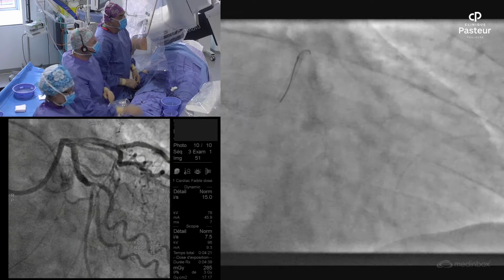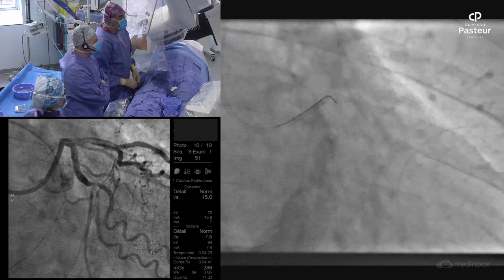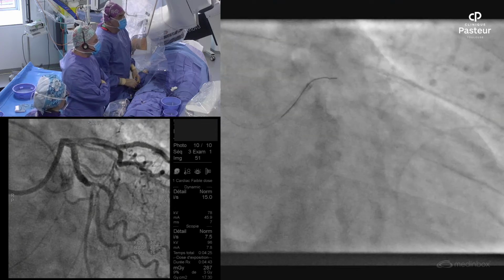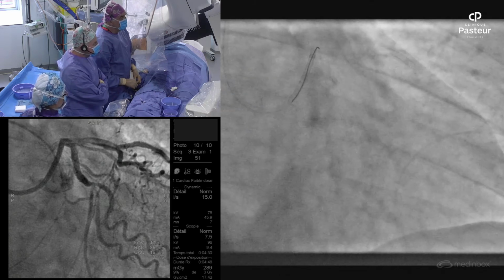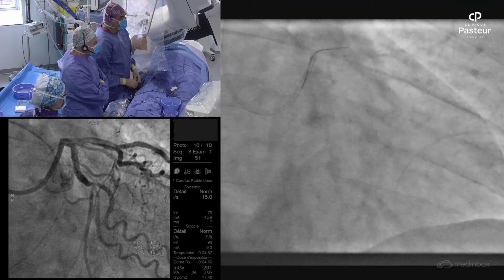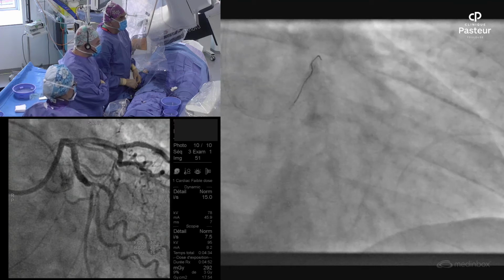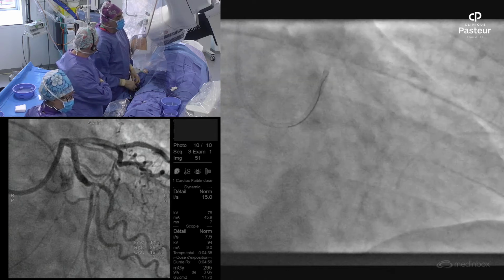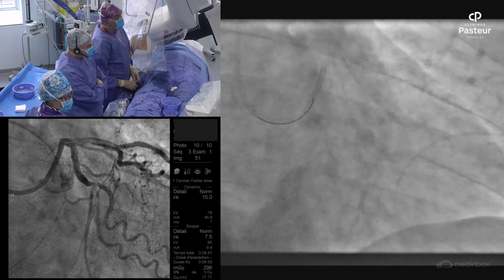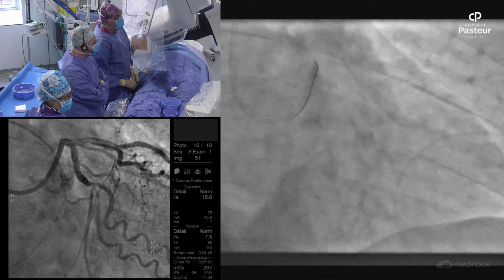Okay, there are two questions and two comments. One of our colleagues said, as we mentioned before, that the second branch was probably more diseased, with longer disease at the proximal part, and that he would probably do it differently, meaning stenting the second marginal branch first. That is a possibility. Yeah, absolutely.